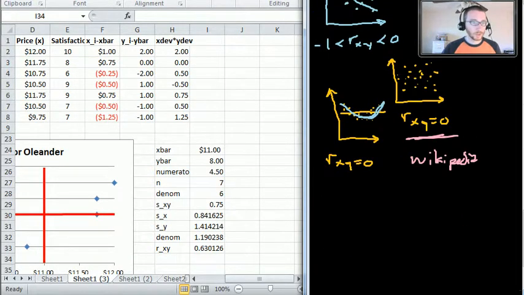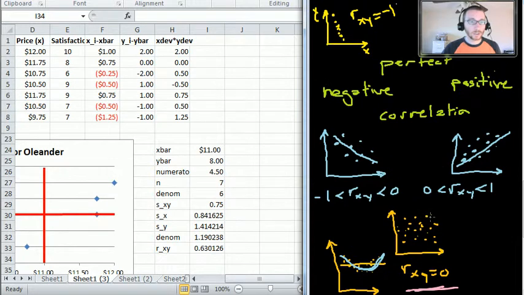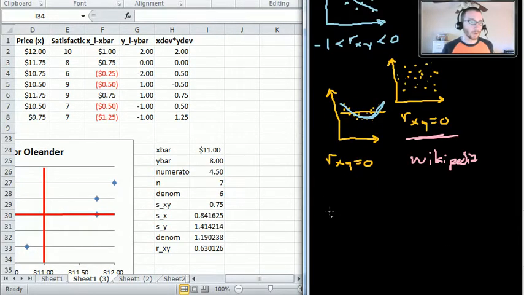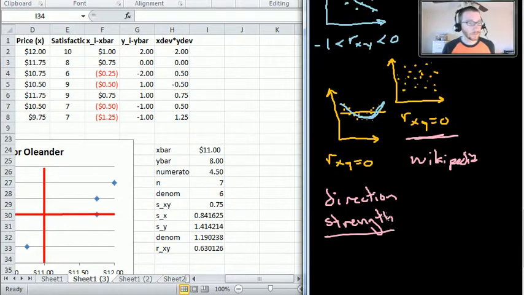Cool. So which of these does that look like? It looks like this one right here, right? Something like that. It falls between those two, which is to say it's positively correlated. I would say it's moderately strong. And so usually what we talk about with correlation is the direction and the strength. Right? And so it's positively correlated and kind of strong, 0.63, rxy.